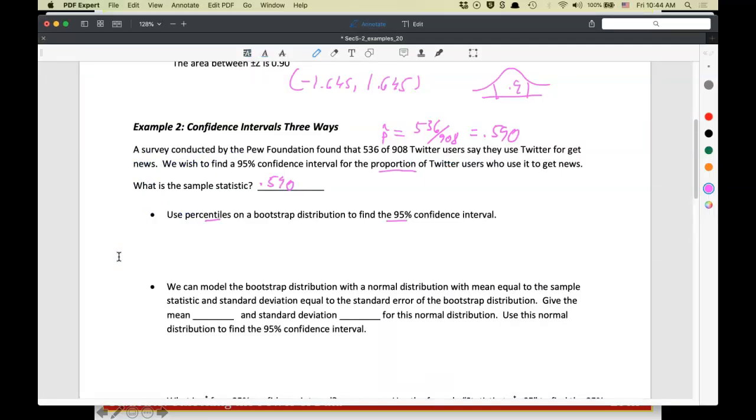All right, in this case, 0.556 to 0.623. Your answers will vary since this is from a simulation, but they should be pretty close.